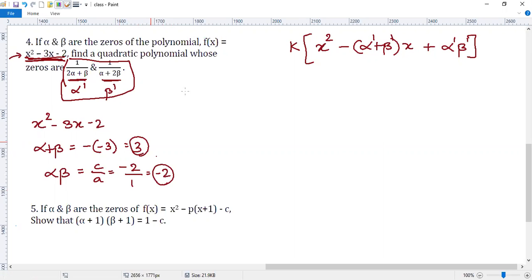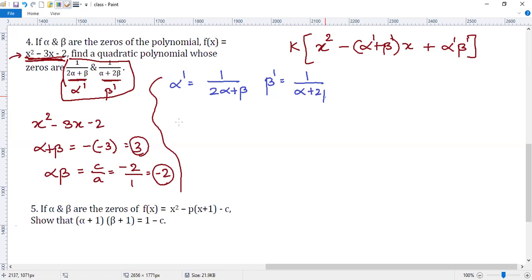இதுதான் நமக்கு தெரியும். இப்போ alpha dash எப்படி கண்டுபிடிக்கலாம்? Using this idea. What is alpha dash? Alpha dash is nothing but 1 by 2 alpha plus beta. Right? இன்னொன்னு என்ன? Beta dash. Beta dash என்ன? 1 by alpha plus 2 beta. So alpha dash plus beta dash எனக்கு தேவை. ஏன்னா இந்த இடத்துல நான் substitute பண்ணணும். கரெக்டா? So பண்றீங்கன்னா LCM எடுக்கணும். So 2 alpha plus beta into alpha plus 2 beta.